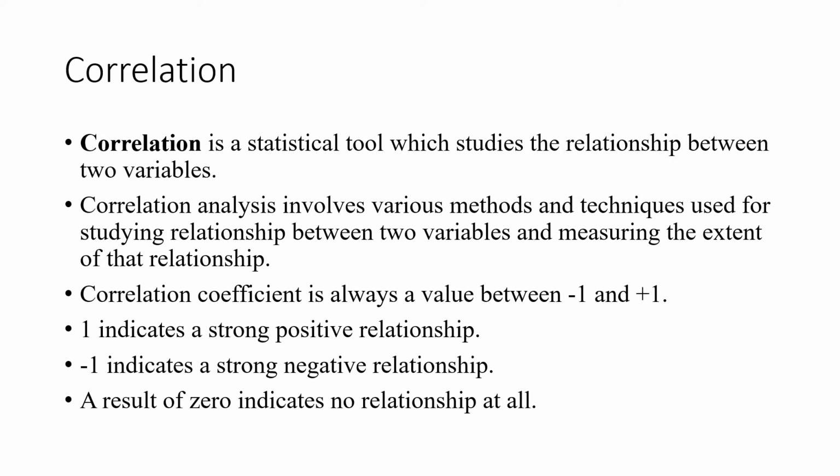And this correlation coefficient is always a value between -1 and +1. +1 indicates a strong positive relationship. That is, when the coefficient of correlation is 1, we can say that as price increases, demand for the product also increases. -1 indicates a strong negative relationship. That means as the price increases, demand for the product decreases. That is, changes in the value of the variables happen in opposite directions. That is what is meant by strong negative relationship.